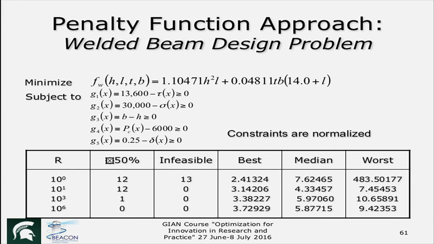So this was the situation back in the early 90s with GA, that the penalty function was the only way. And after this experience, I thought someday we should work on much better ways of doing constraint handling, because that should not be the way.